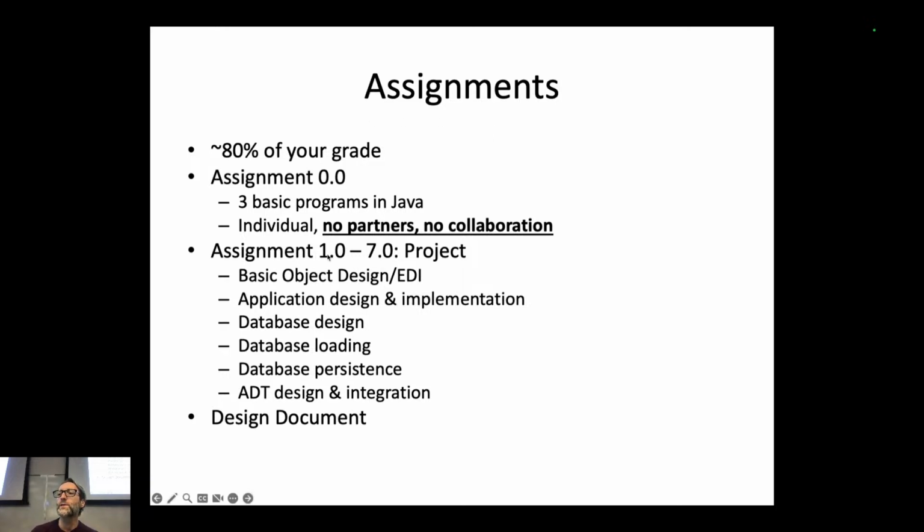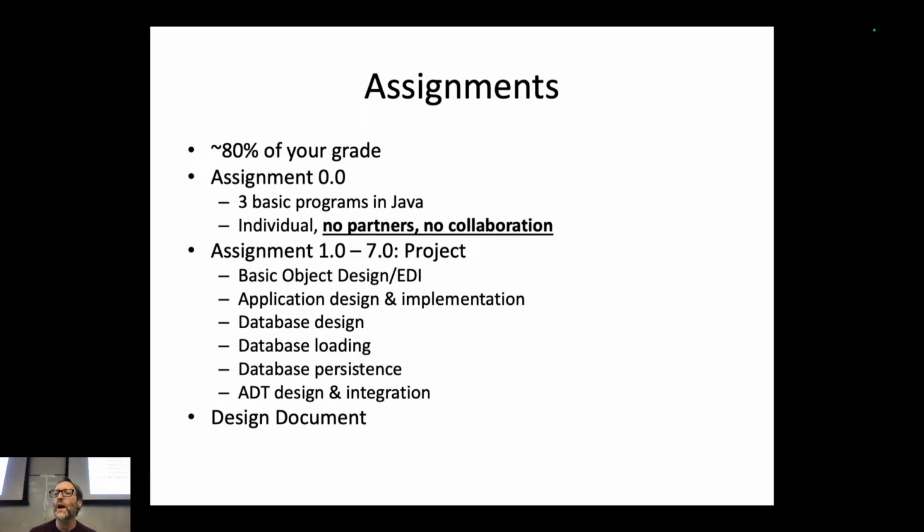Otherwise, the other assignments are 1 through 7, project phases. The first phase is where you'll be designing a bunch of objects and EDI, electronic data interchange. You'll be translating from CSV files, comma-separated value data files, into JSON or XML. All the details are in there, but that's 3 weeks from now. Then the next phase is going to be an application design and implementation. The next phase is a database design, database loading, and database persistence, and finally, you're going to design an ADT, a list-based ADT, and integrate it. All these details will come later on. This is just the basic outline.